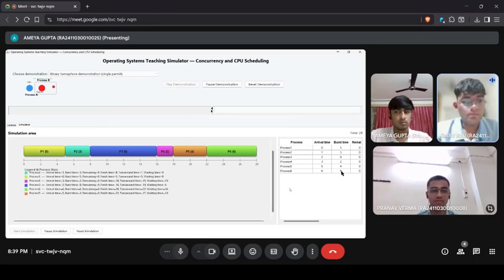As you can see here, process one enters the CPU, runs according to its burst time, then exits. Then the next process in the queue enters the CPU, runs, and then exits. This continues until all processes are covered and the CPU gets empty.